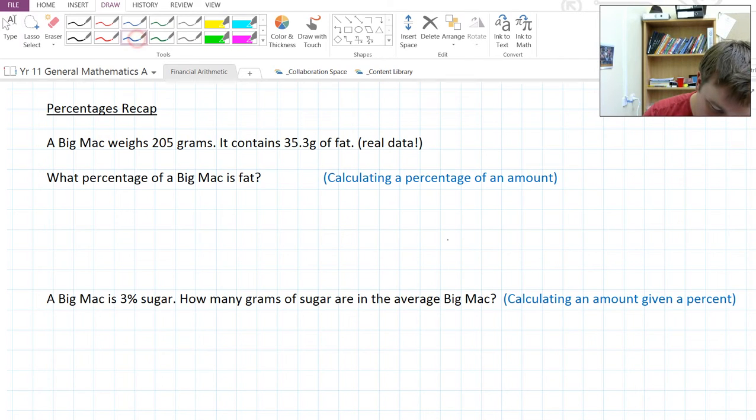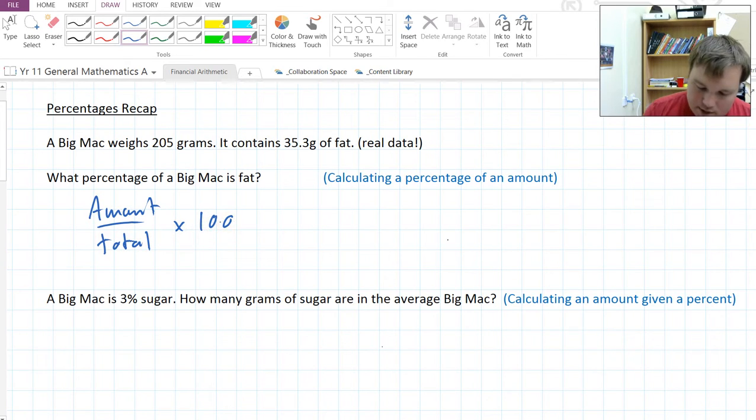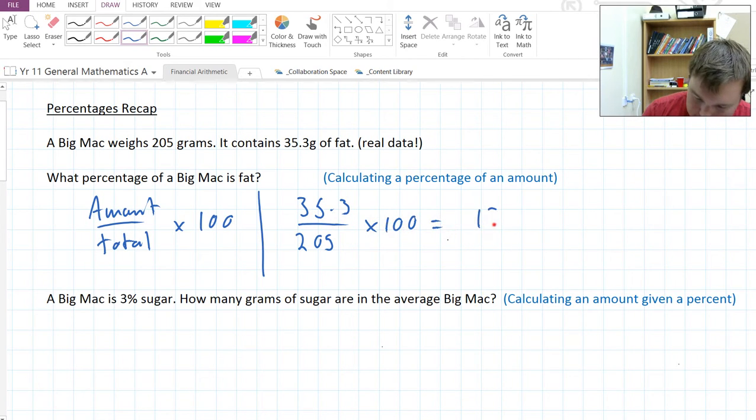To do this, you do the amount divided by the total, and then to convert into a percentage, you times it by 100. So in our case here, we have 35.3 grams of fat divided by 205 grams in total. Then we multiply that by 100, and the result is 17.22%.